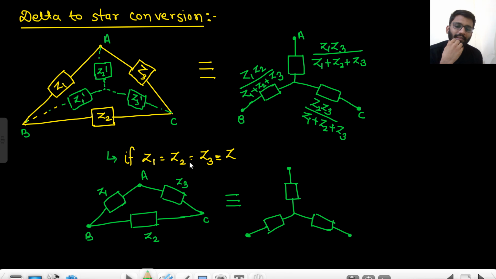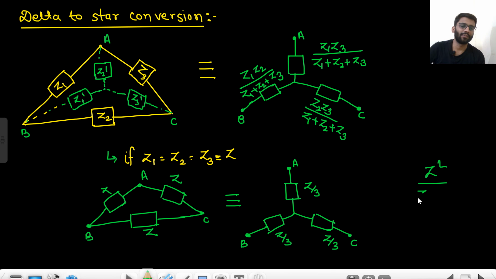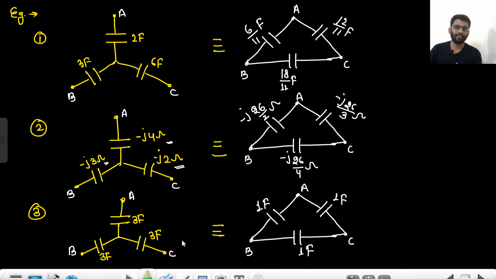Let's move on to this thing. When Z1 equals Z2 equals Z3 equals Z, so all these are equal to Z. So we are getting into it. That means it should reduce. So it will be Z by 3, Z by 3 and Z by 3. You can also apply the formula. Try applying the formula. What you will get? You will get Z by 3 only. So here you put Z square upon Z plus Z plus Z. So it will be Z by 3. Okay. So it is acting as the same that we saw in case of capacitance.